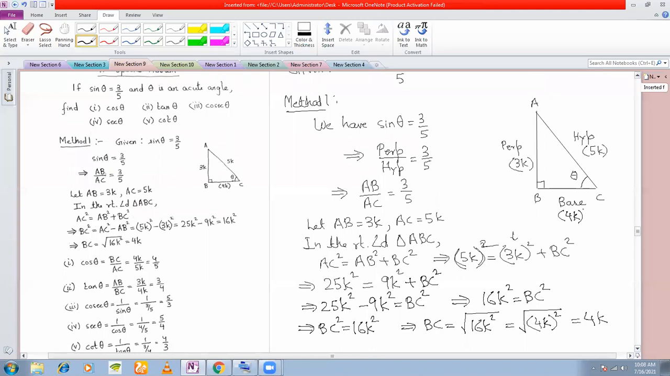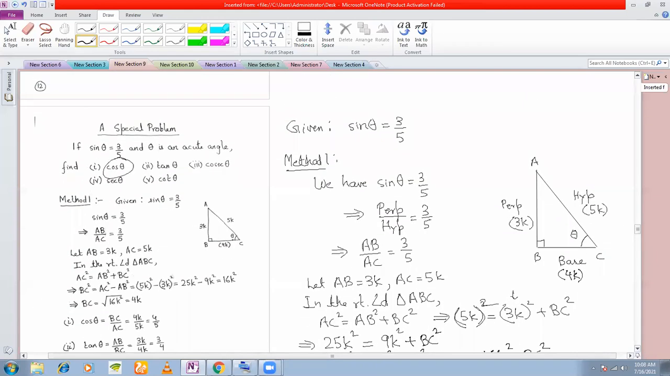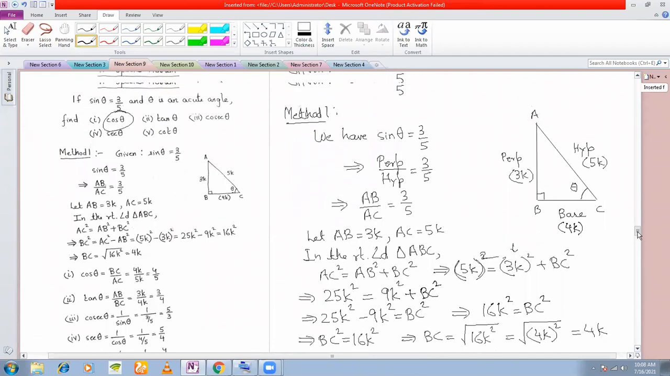So we now know all the lengths, right? Now we can find out all the other ratios. First, we have to find out cos theta. So let's find out cos theta. Cos theta is equal to base by hypotenuse. Okay, so the base here is BC. Hypotenuse here is AC. BC is 4K and AC is 5K. So K and K cancel, you get cos theta is equal to 4 by 5. Okay, so this is one.